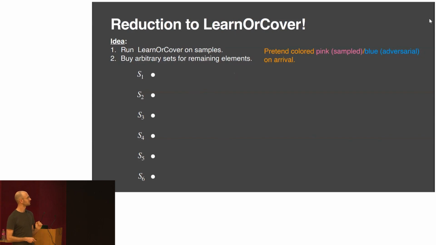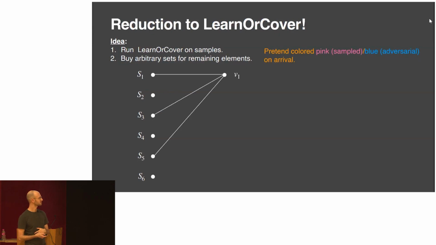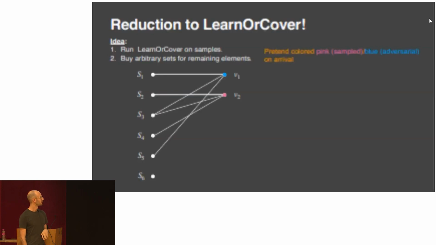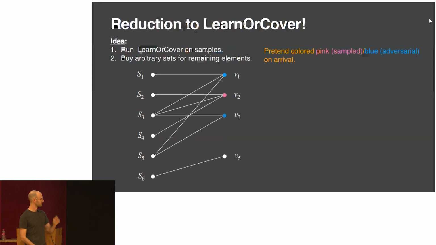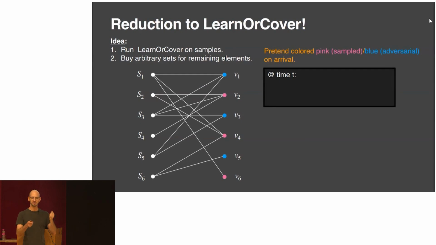We'll pretend the pink were the sampled elements and the blue were the adversarial ones. Let's imagine this fake process in our heads, where every element shows up and then on arrival tells me if it's pink or if it's blue. So an element shows up, and on arrival it decides, okay, I'm blue. And then another one arrives and it's, okay, whatever, and so on and so forth. So on arrival, we're deferring the randomness of which half it's in, the sampled or the adversarial, to the arrival time.